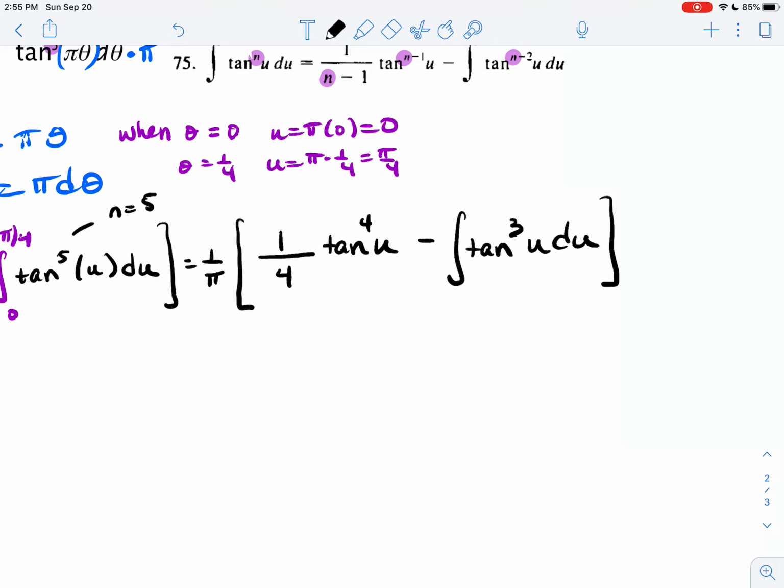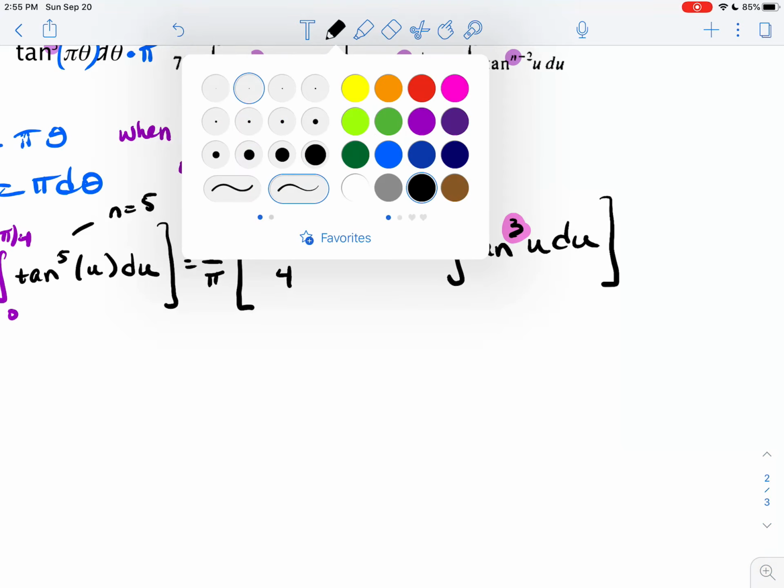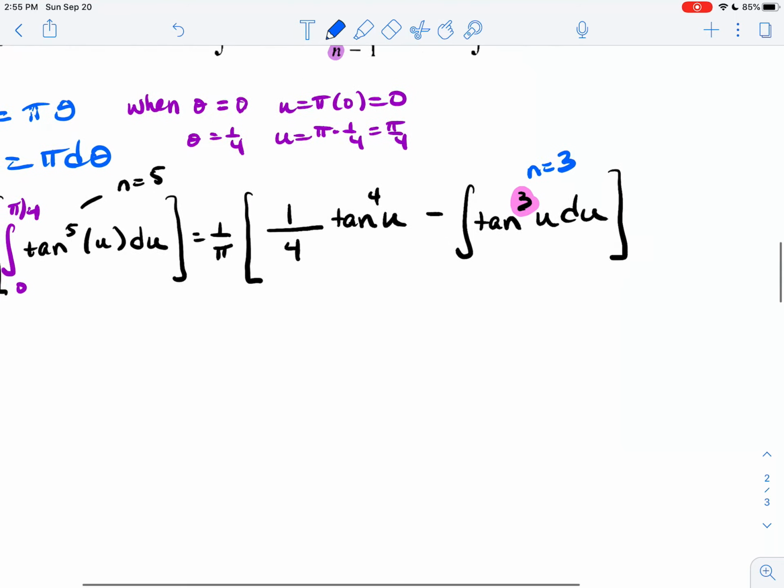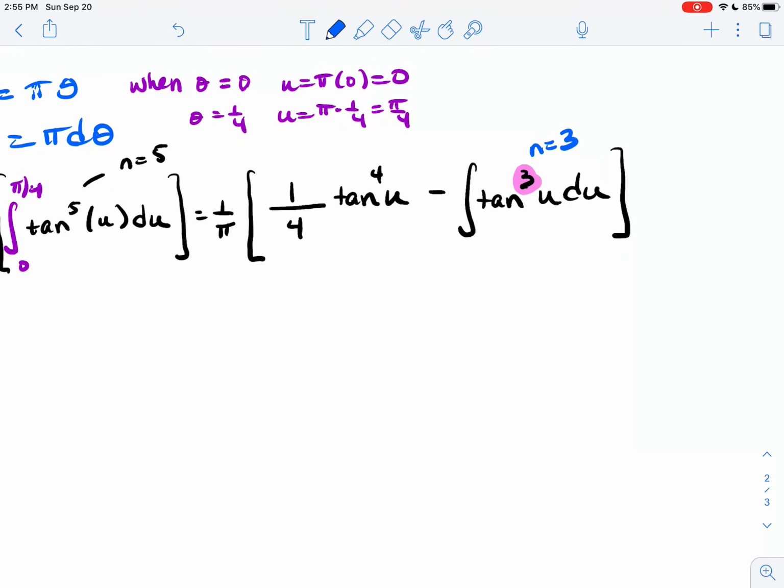I see here that I have another power. It is a reduction type formula. We have reduced the power of tangent from 5 to 3. And so now I'm actually going to change my n, and I'm going to repeat this formula. And I'm going to say now my n is equal to 3.